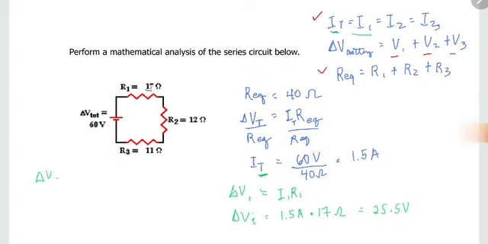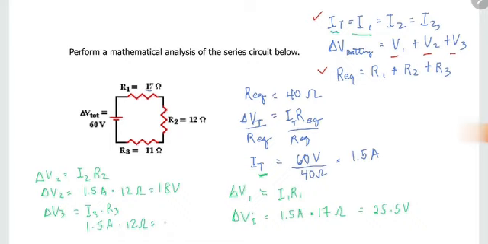We don't have much space. I2, R2. Voltage drop across R2. What is it? 1.5 amperes, 12 ohms, 18 volts. Across R3, I3 times R3, 1.5 amperes, 12 ohms, 16.5 volts.